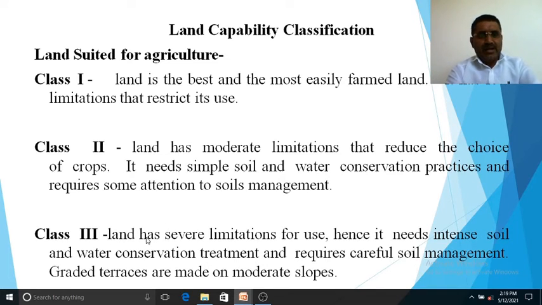Class 3 land has severe limitations for use, hence it needs intense soil and water conservation treatment and requires careful soil management. Graded terraces are made on moderate slope. As compared to these two, there are more limitations, and we require soil and water conservation treatment, and particularly terraces on the moderate slopes. So this is about class 3.